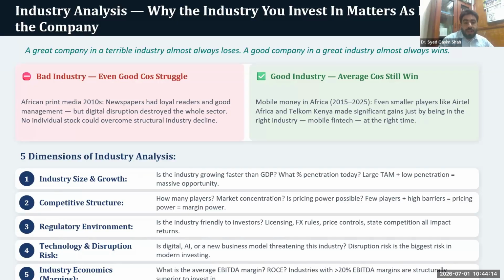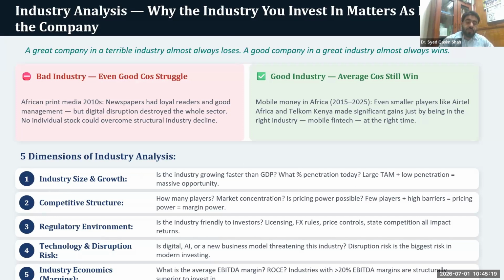The regulatory environment is again one of the important aspects of an industry. We need to ask whether the industry is friendly to investors: the style of licensing, forex exchange rules, price control rules, and state competition all impact returns. Technology and disruption risk is linked with this. We already know about new businesses, AI and digitalization, which are the tools of modern investing. In the current scenario, we have to know whether the industry is technology adaptive or not. If it is not, you will have very serious issues.